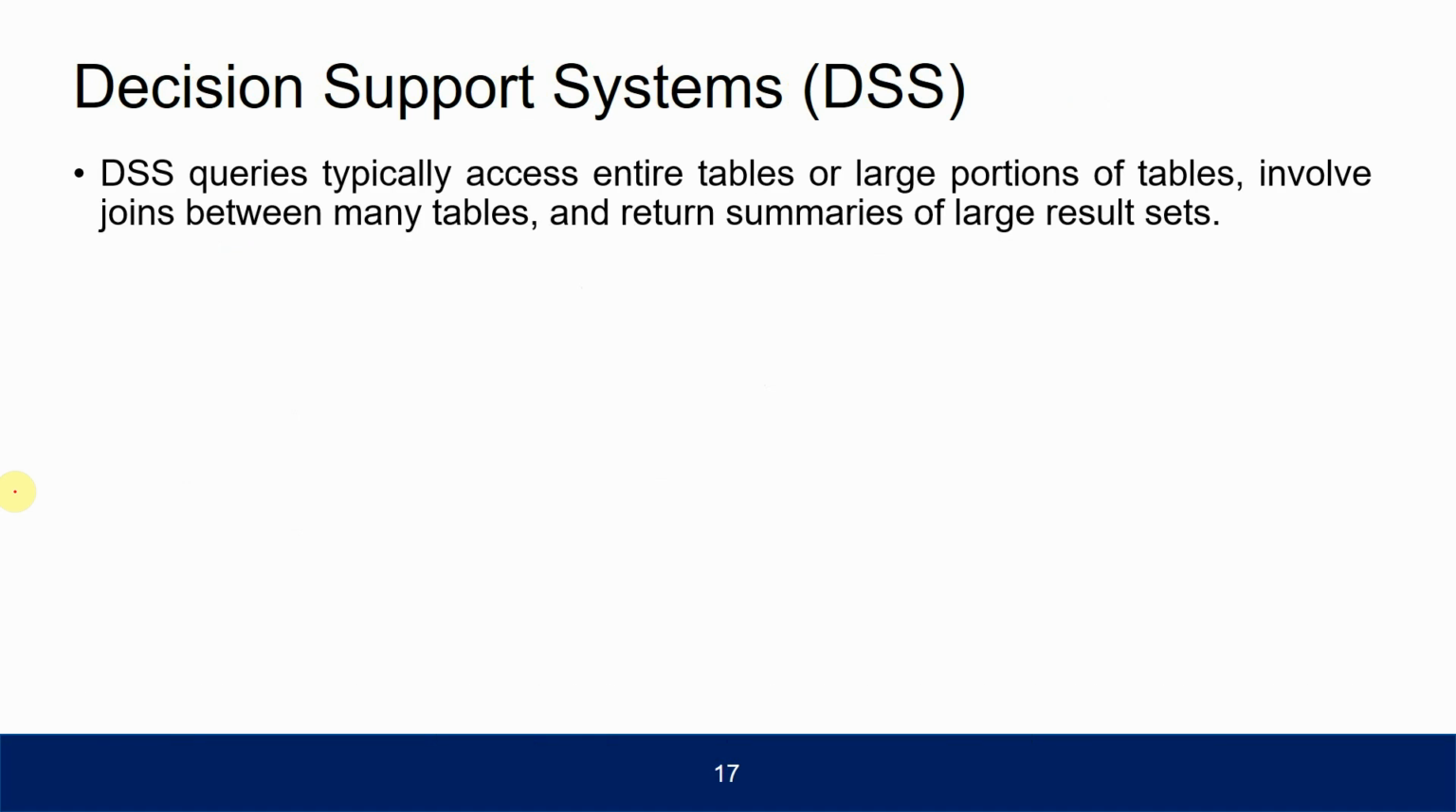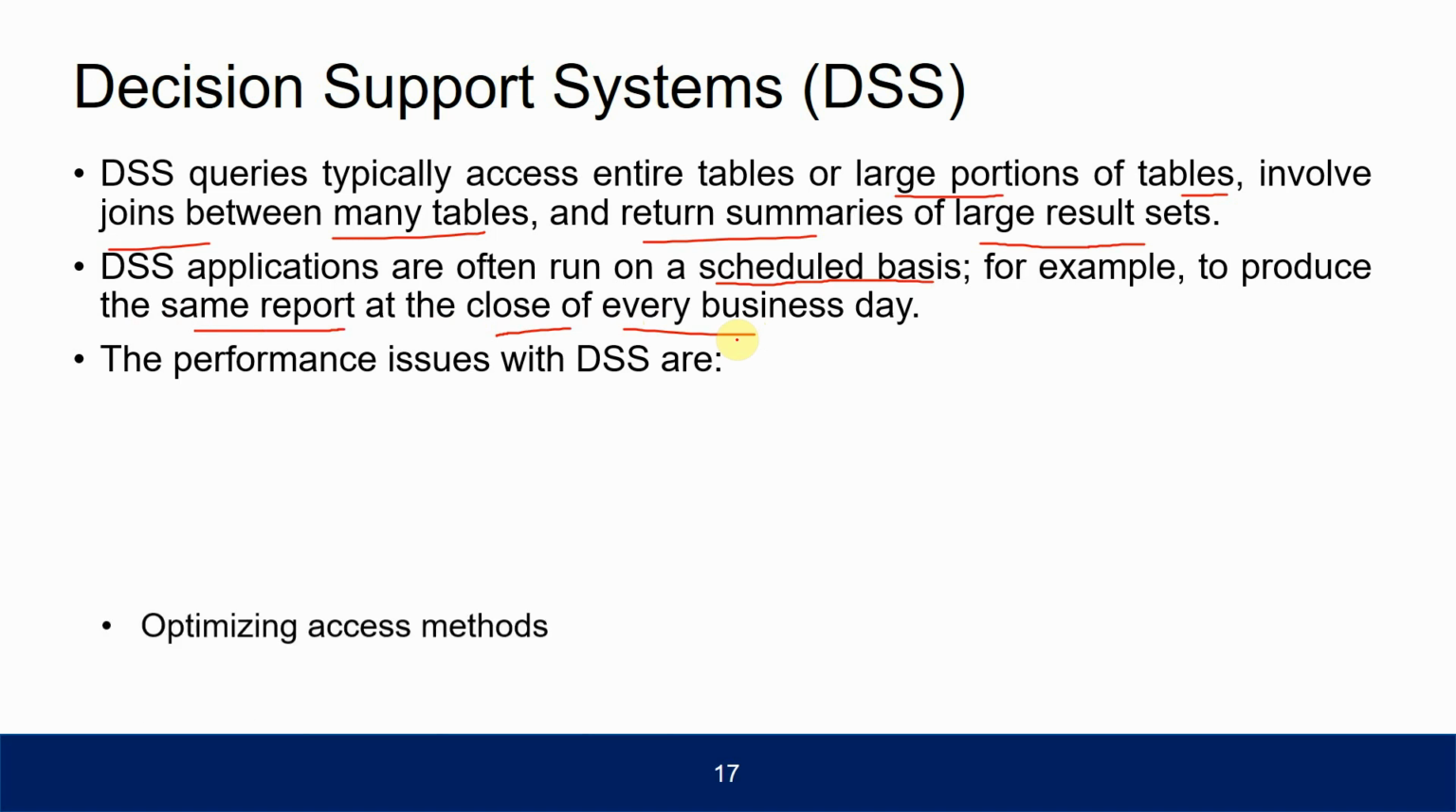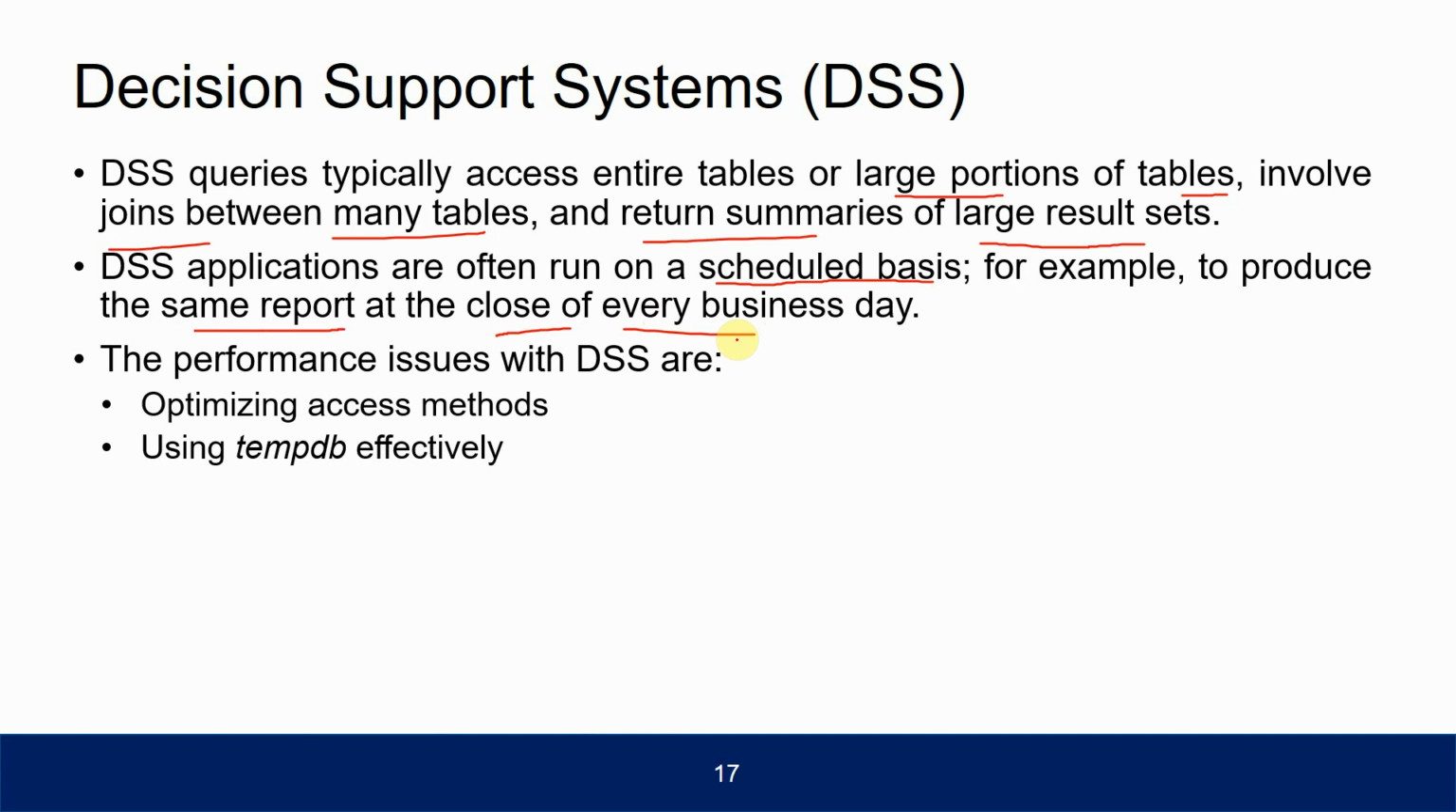Decision support system, DSS. DSS queries typically access entire tables or large portions of tables, involving joins between many tables, and return summaries of large result sets. DSS applications are often run on a scheduled basis, for example, to produce the same report at close of every business day. The performance issues with decision support system are optimizing the access method, using the tempdb, temporary database, effectively, and optimizing the joins and optimizing parallel queries.